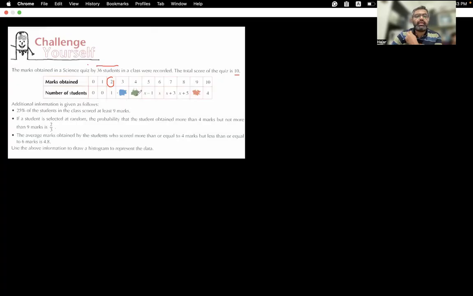The green label shows some number of students who got 4 marks. And then there is x minus 1, so this is a variable x. So x minus 1 students got 5, x students got 6, x plus 3 students got 7, x plus 5 students got 8. If we figure out the value of x, then we will know how many students got 5, 6, 7, or 8 marks. And then there is this orange or red color, for those who got 9 marks. And 4 students got full marks, 10 marks.